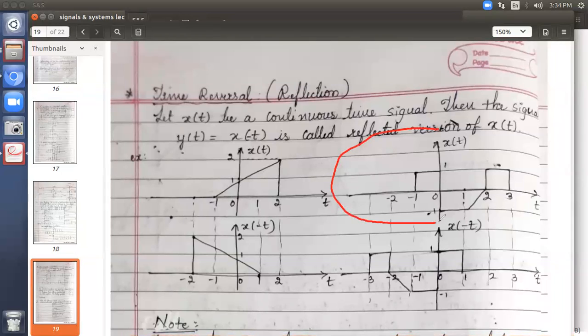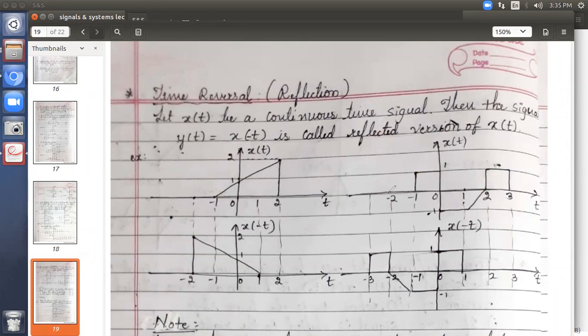This is x of t given. If you see, there are many amplitudes. Here the amplitude is 1 for 1 unit. Here the amplitude is -1. Here there is a slope. Then here also 1. So it's a combination of all different amplitudes. Let's see how to solve this.